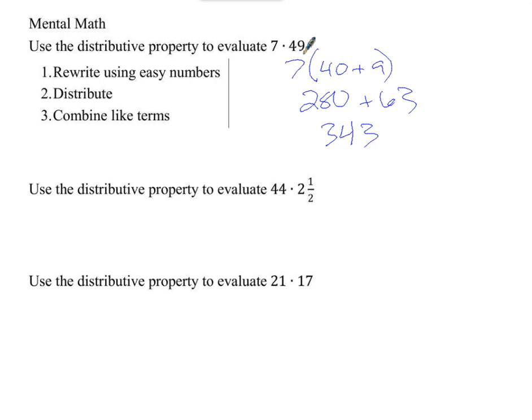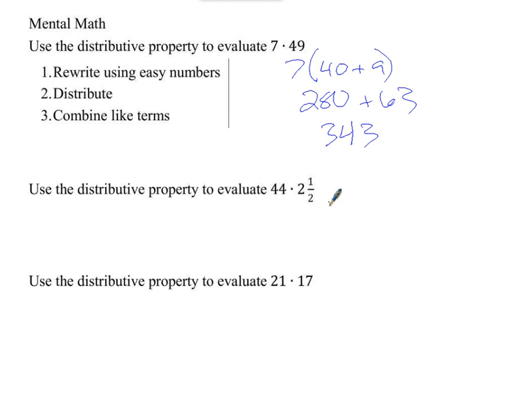I'll split this number into easier numbers, just like this. You don't have to visualize this in your head, just know how to do it. 7 times 40 is 280. 7 times 9 is 63, and if I put those together, I get 343, right? So that mental math just made me more powerful as a mathematician.